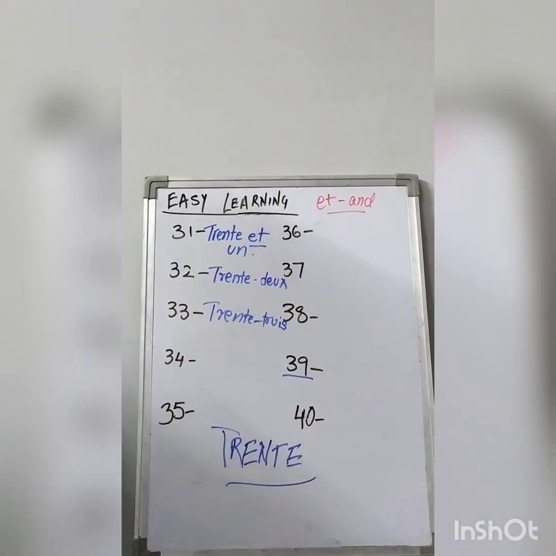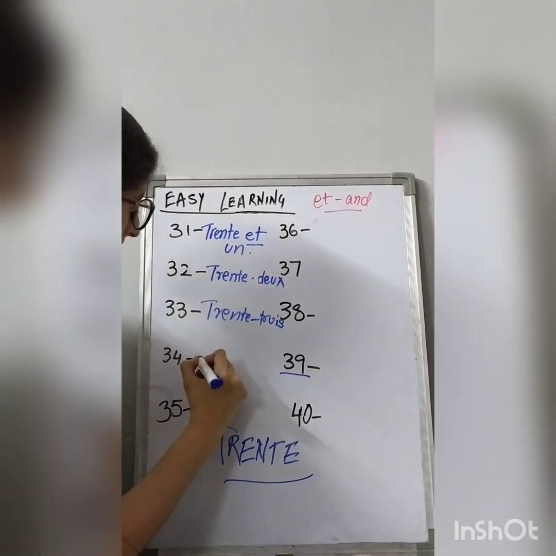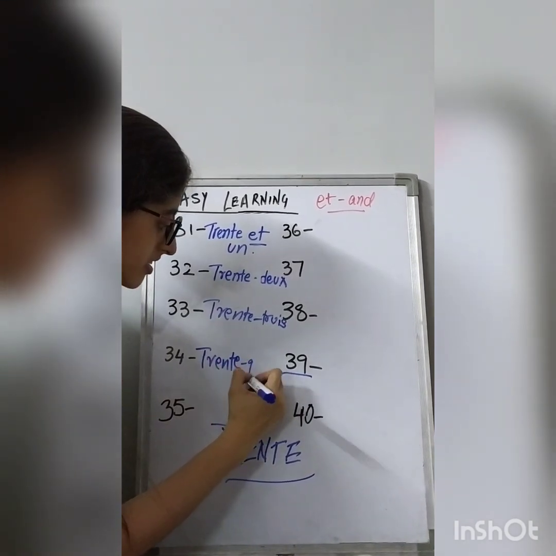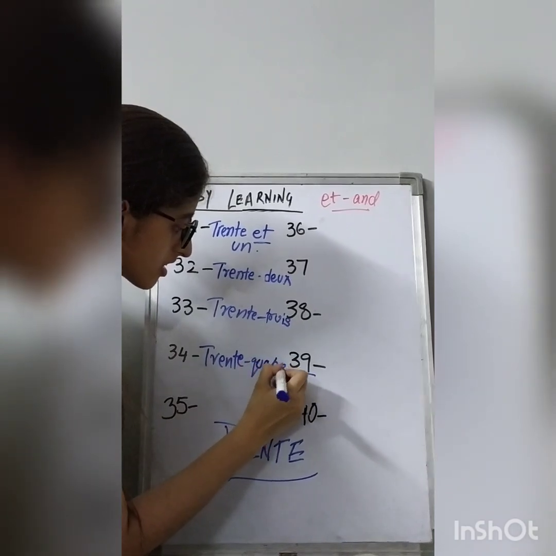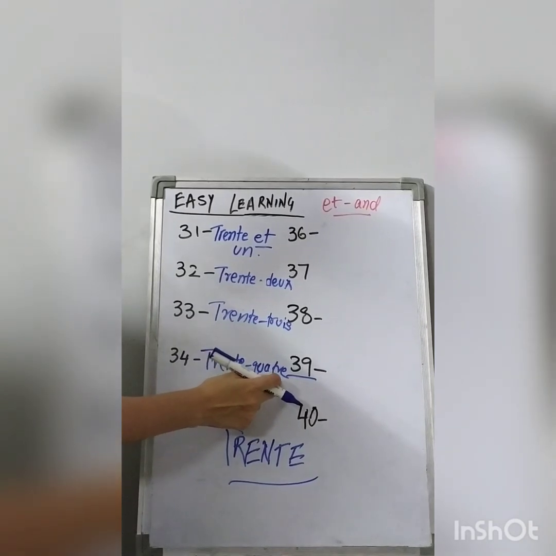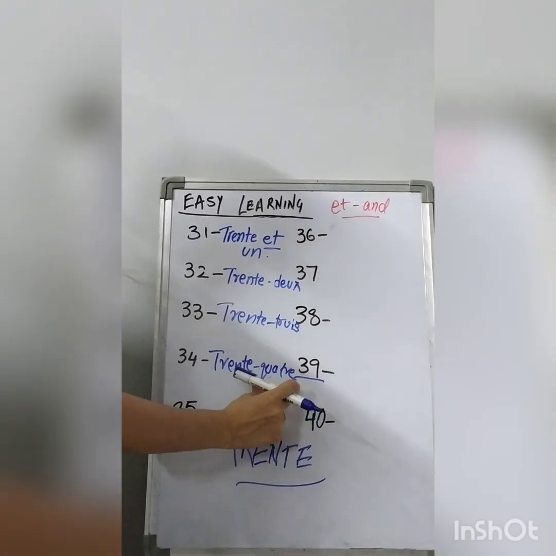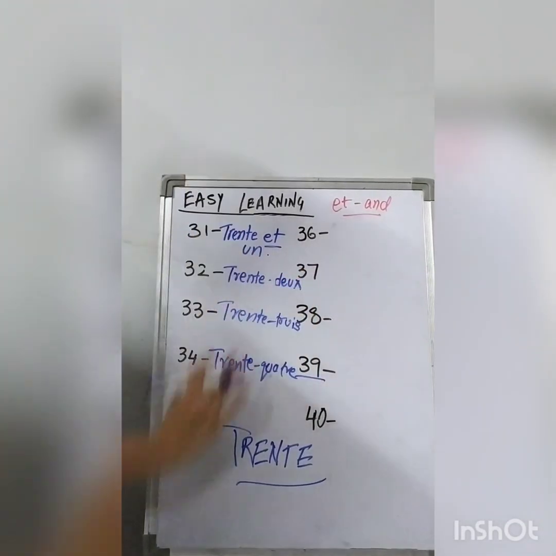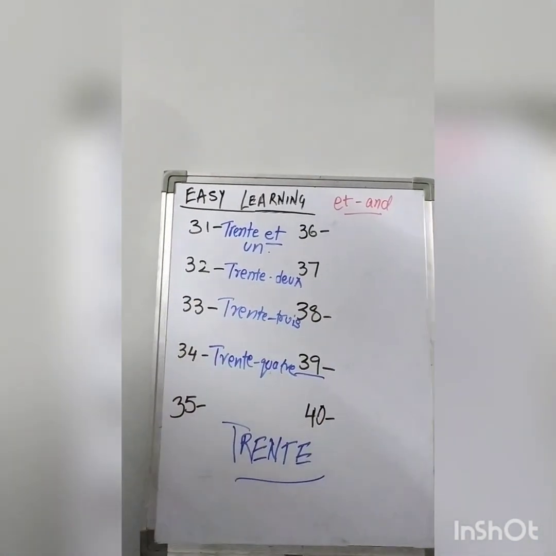T-R-O-I-S, trente-trois. Similarly, in 34 we will have trente hyphen Q-U-A-T-R-E, where trente is 30 and quatre is 4. Similarly, trente-trois is 30 and 3. And we will continue the same way till 39. So let's see how it is done.